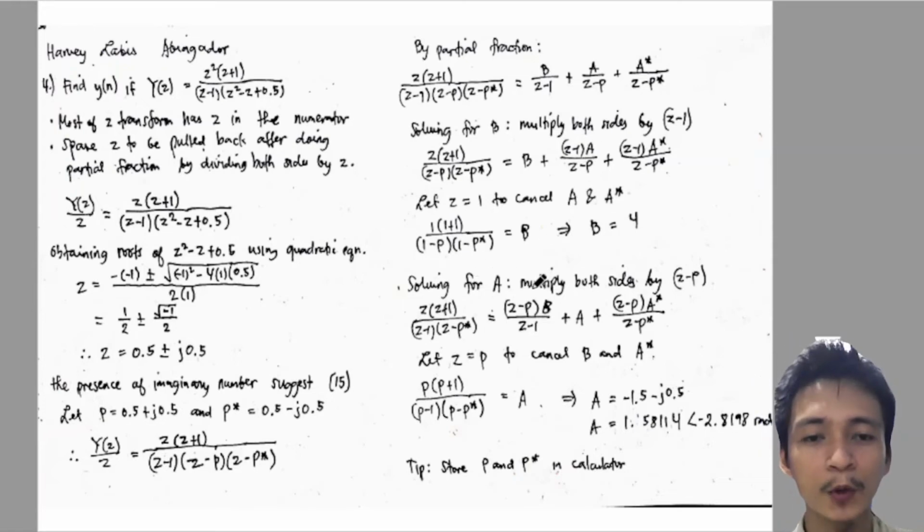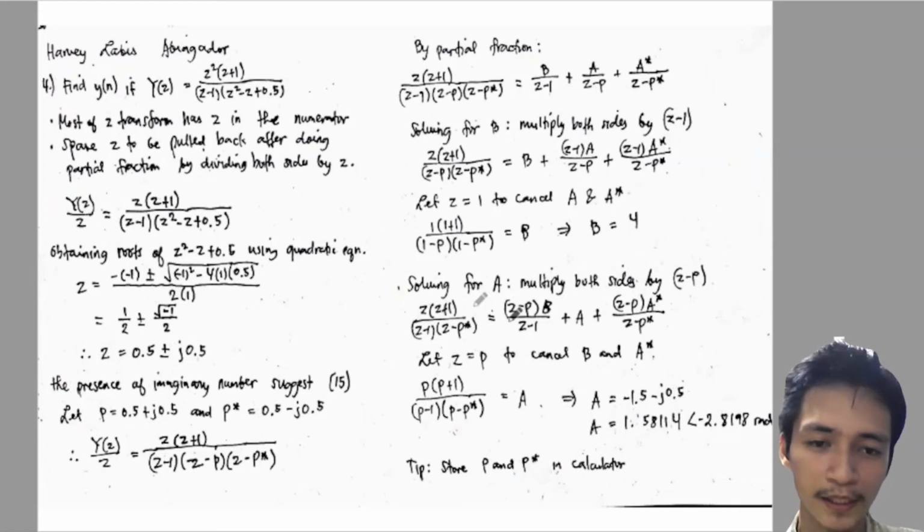Solving for A, we multiply both sides by (z minus p). If we did that, z times (z plus 1) all over (z minus 1) times (z minus p conjugate) is equal to (z minus p) times B over (z minus 1) plus just the A plus (z minus p) A conjugate over (z minus p conjugate). Let z equals p to cancel B and A conjugate. If you do that, you get p times (p plus 1) over (p minus 1) times (p minus p conjugate). That will result to A.